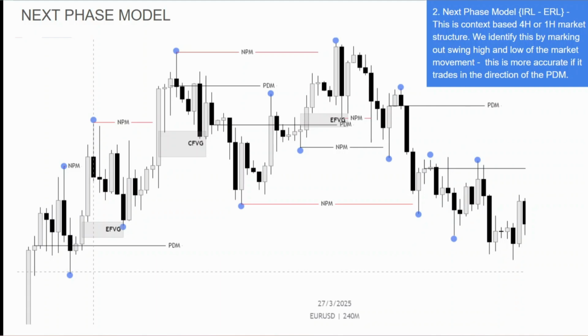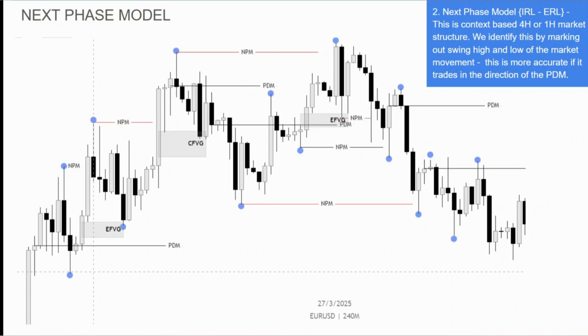So the next phase model is actually trading the internal and external range liquidity, but in a very customized way. This is context based, 4 hour or 1 hour market structure. We identify this by marking out our swing high or swing low of the market movement. This is more accurate if it is trading in the direction of the previous day model. Remember, a while ago I said one way for you to know if you are going to trade in the direction of the previous day model is the next phase model.